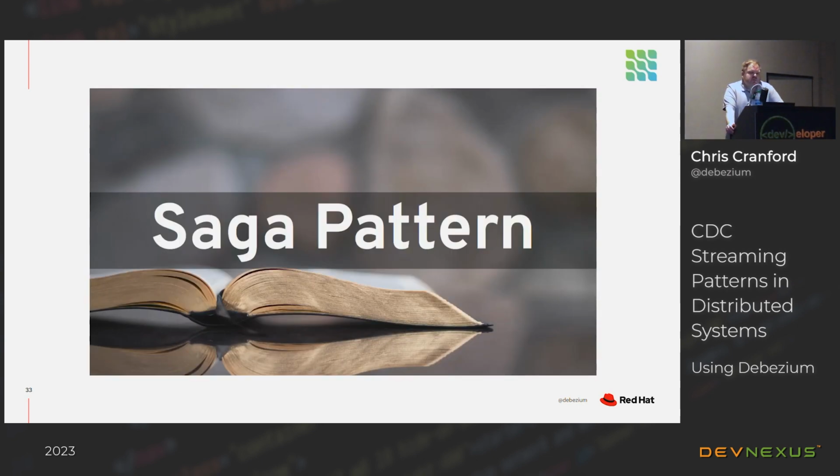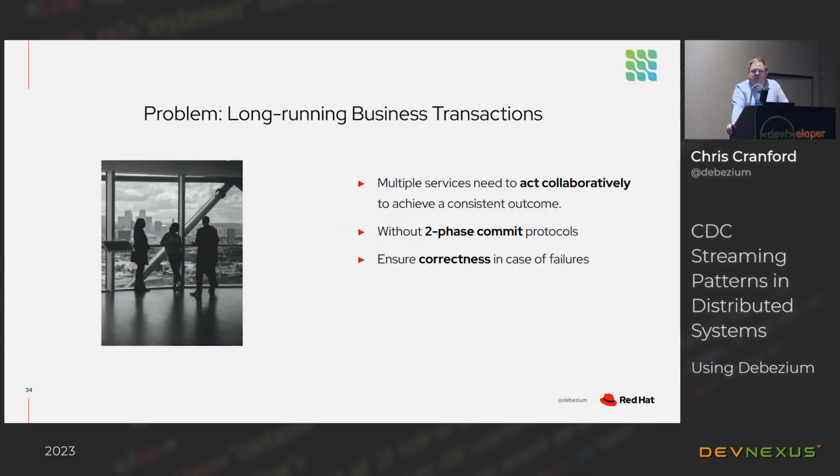Now, the last pattern that I want to talk to you guys about today is called the saga pattern. The saga pattern is aimed at solving long-running business transactions across microservice boundaries. So we've talked about being able to consistently communicate with microservices using the outbox pattern. And we've talked about how we don't want to use distributed transactions in our architecture, but you may still have a need to do some kind of collaborative communication across microservices. And you need to have a solution in place where you can achieve this collaboration and arrive at a consistent outcome every single time.